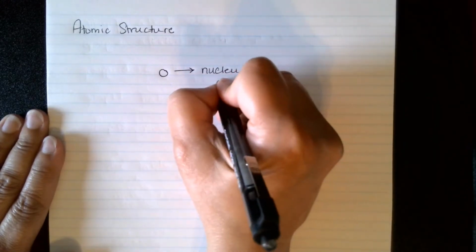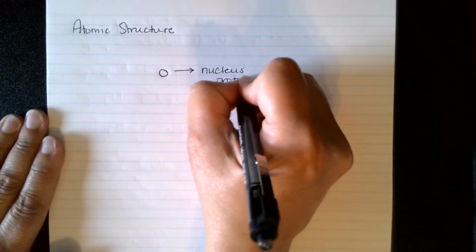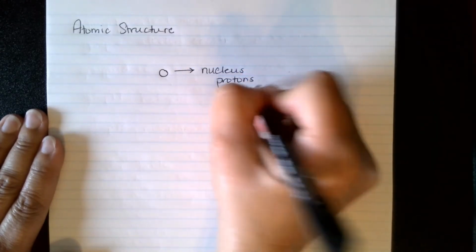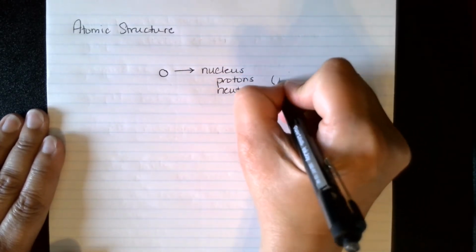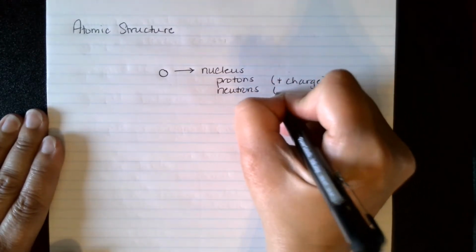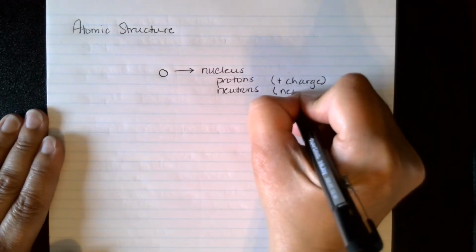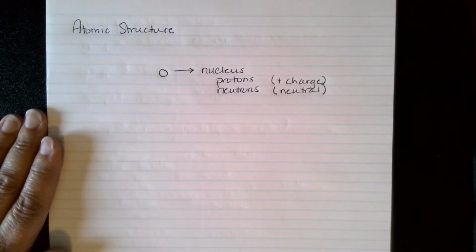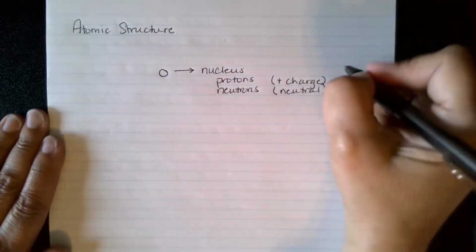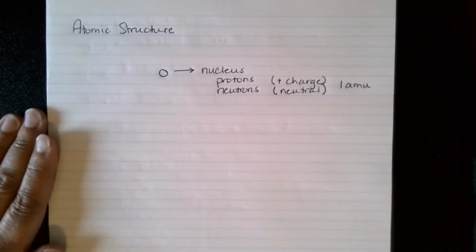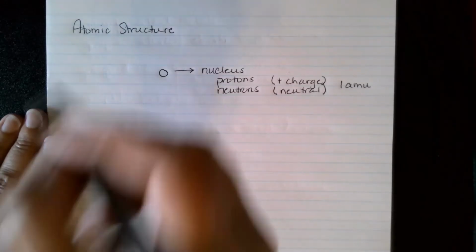And the nucleus contains the protons and the neutrons. The protons have a positive charge and the neutrons have no charge. Both of these particles have about the same mass, 1 AMU, which means atomic mass unit. They're slightly different, but for all purposes, we're going to say they're 1 AMU.